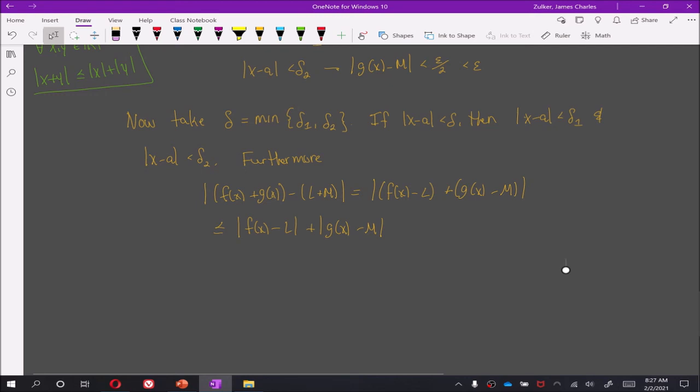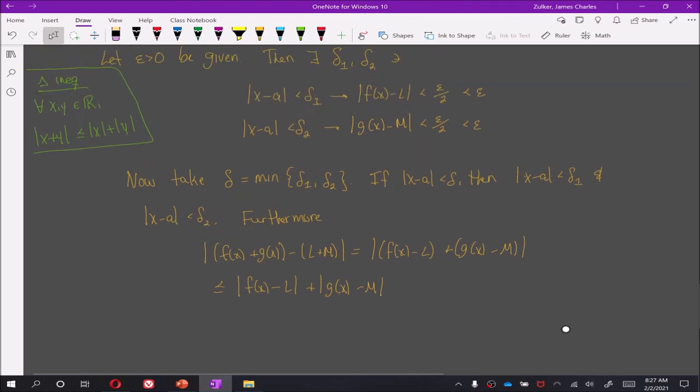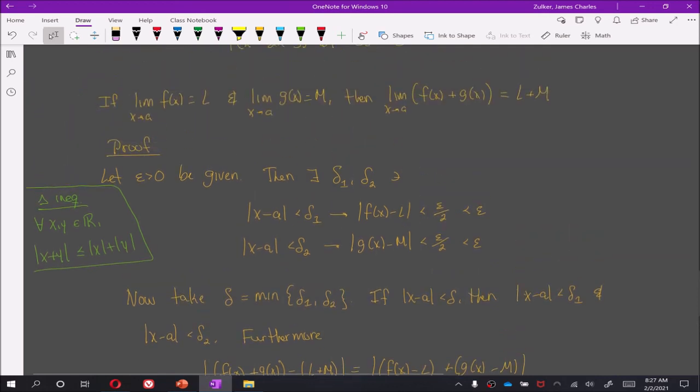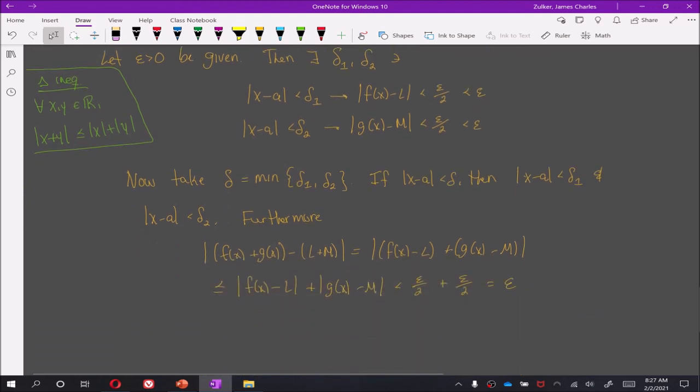But since the absolute value of x minus a is less than both delta 1 and delta 2, this value right here is less than epsilon over 2. And so is this quantity. All right, epsilon over 2 plus epsilon over 2 is equal to epsilon. So we have now shown that when the absolute value of x minus a is less than delta, then this quantity right here is less than epsilon, which is exactly what we wanted to prove. And so the proof is complete, and that proves the sum law of limits.